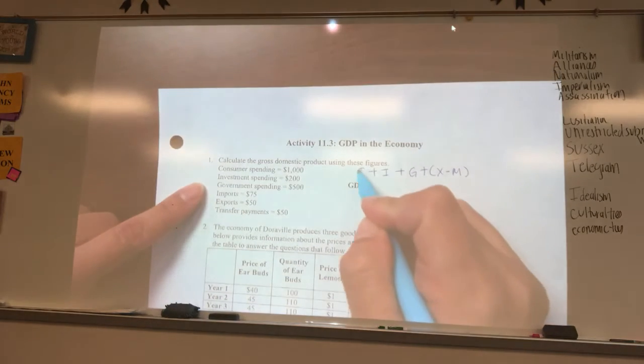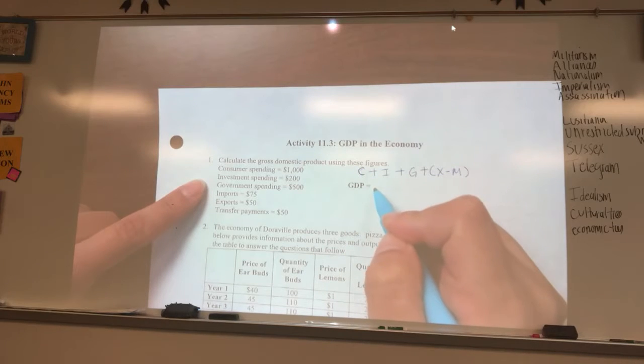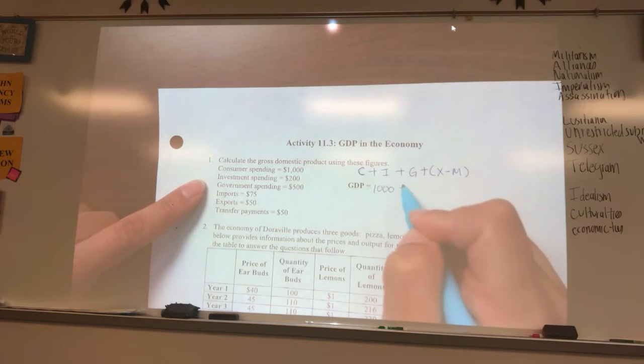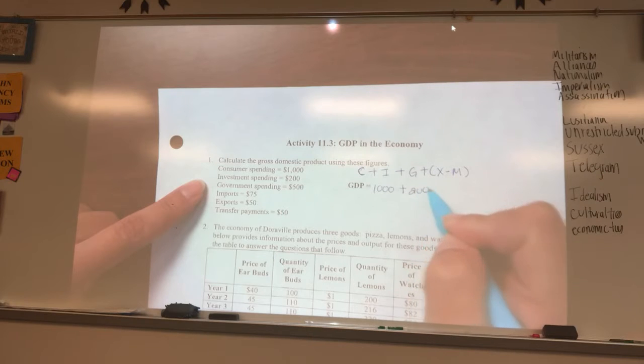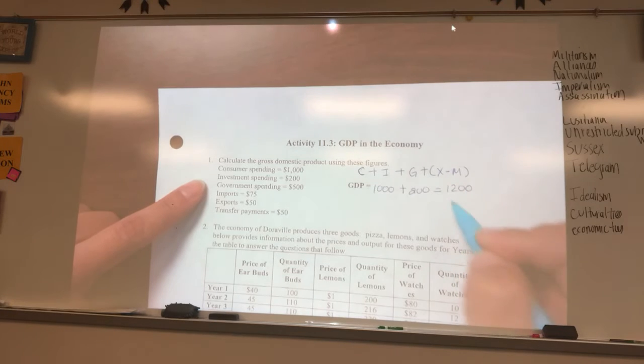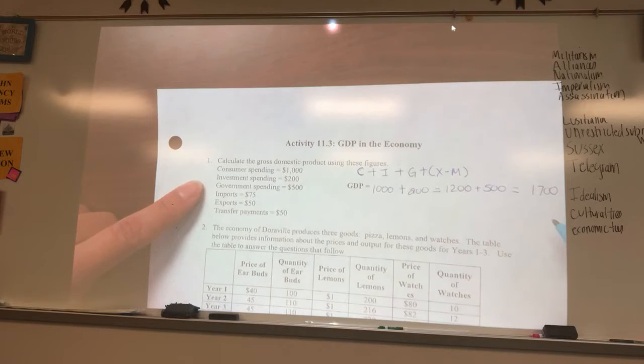So what is my C? What is my number there? 1,000. What is my business? 200. So that's gonna give me a total of what? 1,200 for my little economy, and then now I need to add the government. How much is the government spending? 500, so that gives me 1,700. Okay, and then I'm gonna have my what?